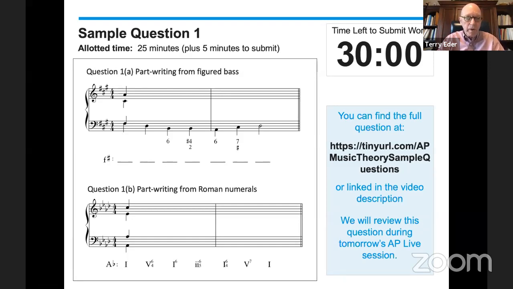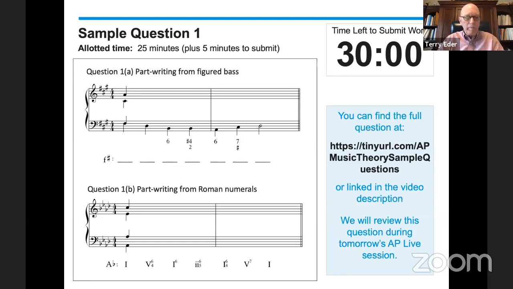So you would have to write the key signature for each of these. You would have to write in the given first chord. And in question 1A, for the figured bass question, you would have to write the bass line and write underneath the notes the symbols that are shown, the figured bass symbols: 6 sharp, 4 2, 6, and 7 sharp. And then of course the key is given to you. So this would be the key of F sharp minor.